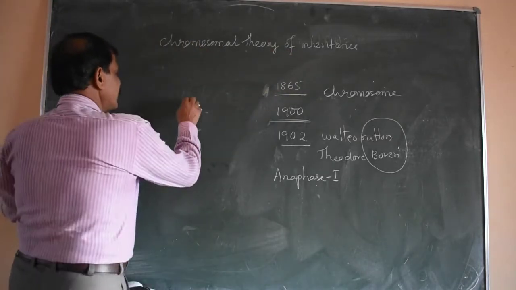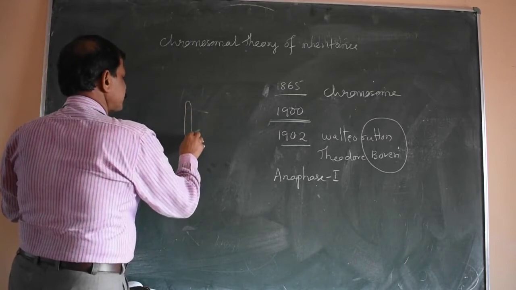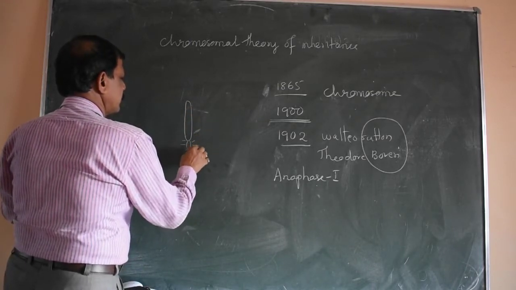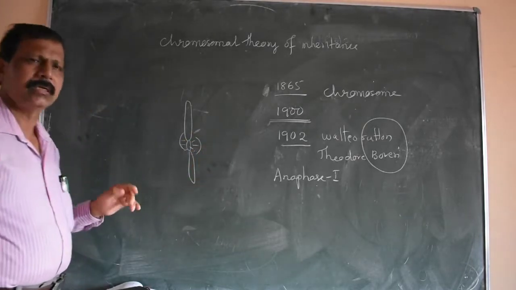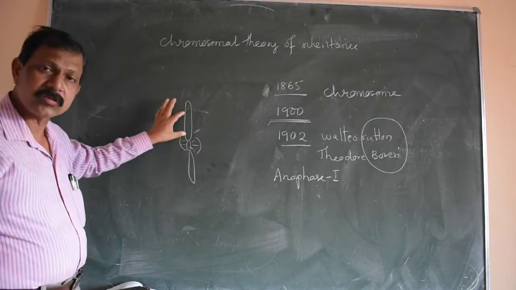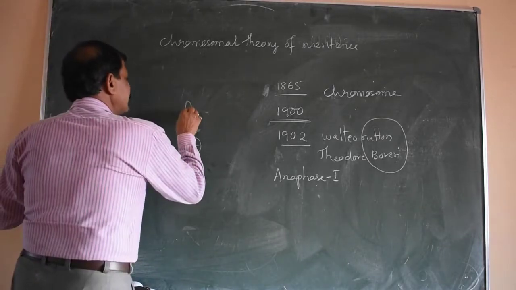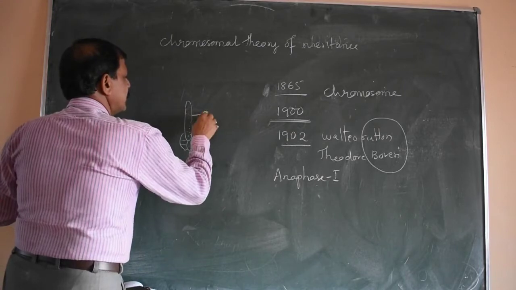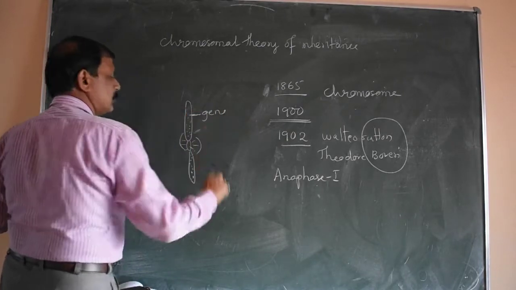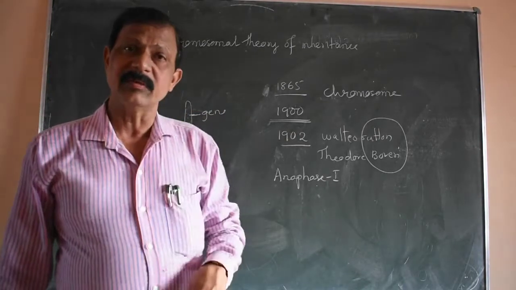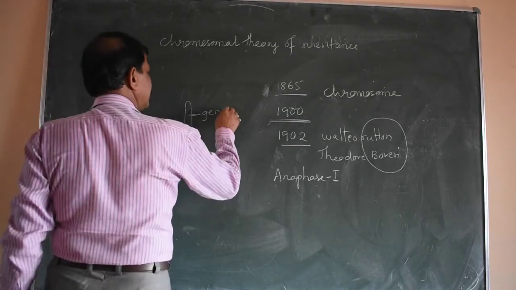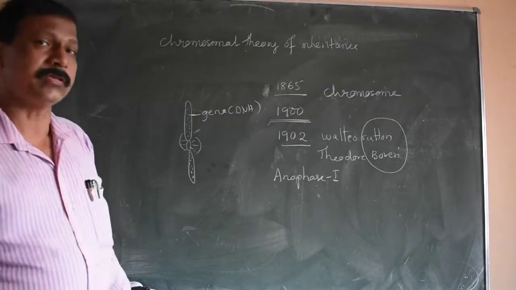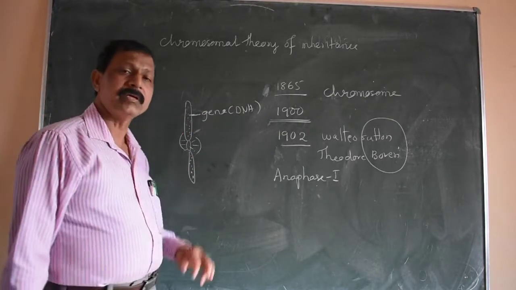See, you know that this is a chromosome structure, and this chromosome contains inheritance material in the form of genes. So the gene is the inheritance material, and the chemistry of that gene is DNA. That you already studied in molecular biology also. The molecular biology topic is also completed.